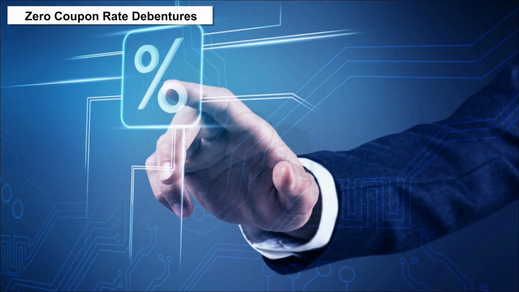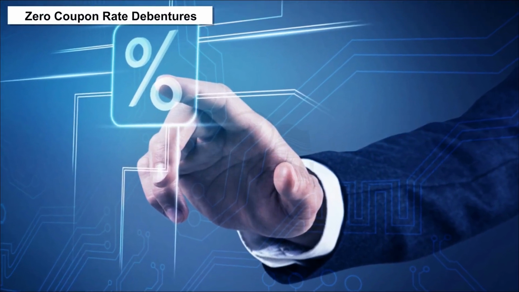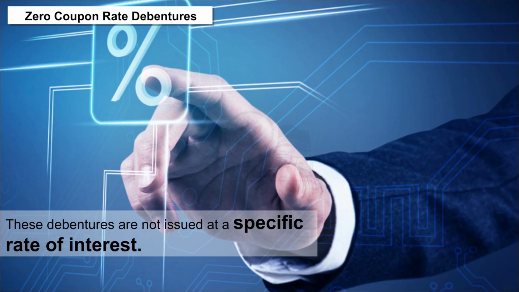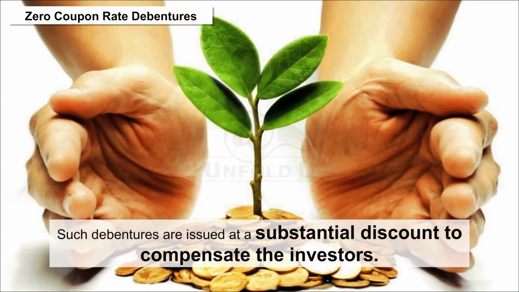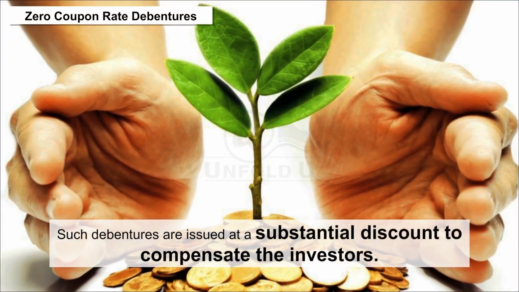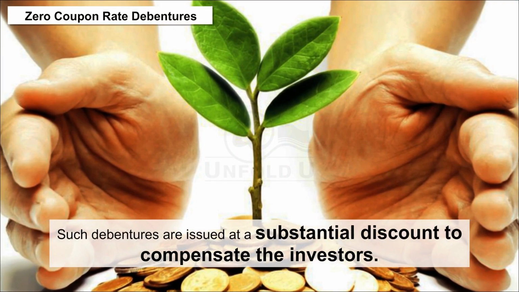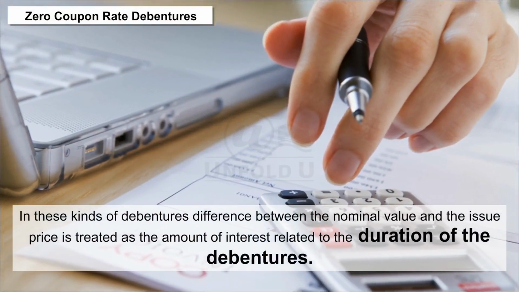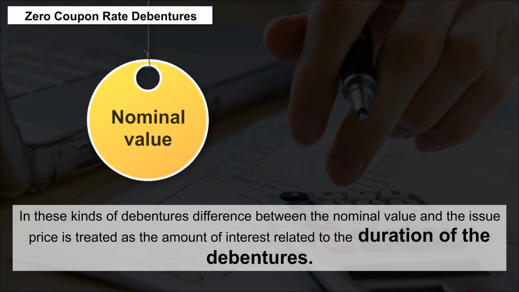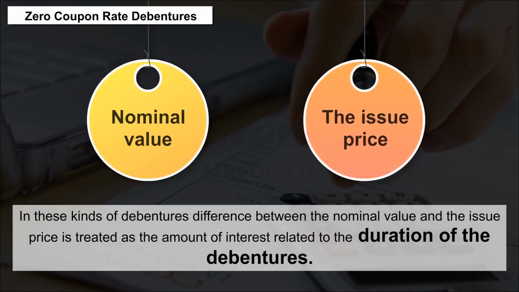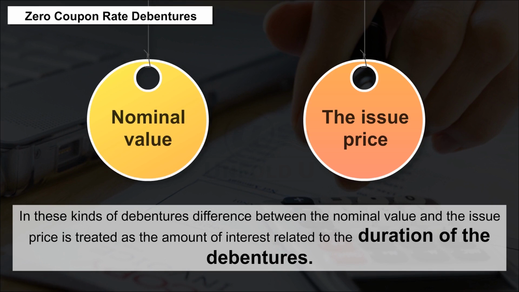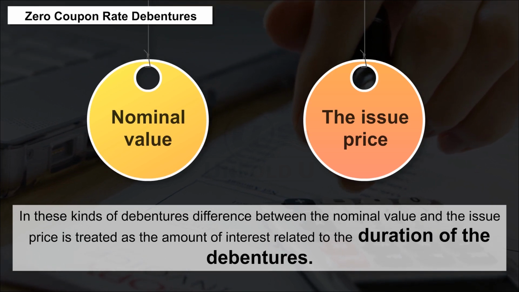B. Zero coupon rate debentures. These debentures are not issued at a specific rate of interest. Such debentures are issued at a substantial discount to compensate the investors. In these kinds of debentures, the difference between the nominal value and the issue price is treated as the amount of interest related to the duration of the debentures.